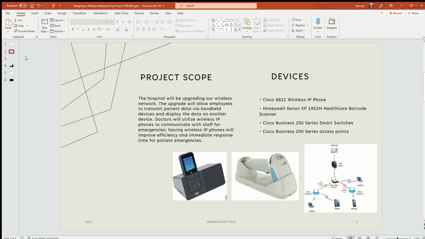So, jumping into it, reviewing the whole project scope, I chose a hospital as my network to design, and the hospital will need to upgrade all wireless networks. The upgrade will allow employees to transmit patient data via handheld devices and display the data on another device. The doctors will utilize an IP phone to communicate with staff for emergencies. Having the wireless IP phone will improve efficiency and immediate response time for patient emergencies.